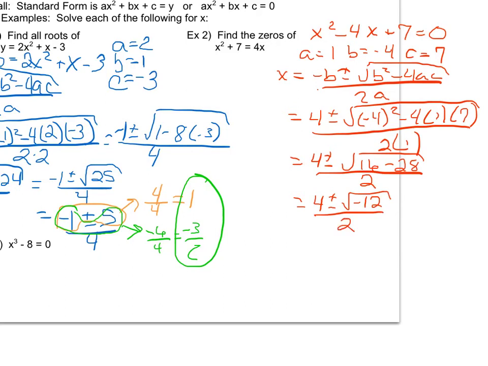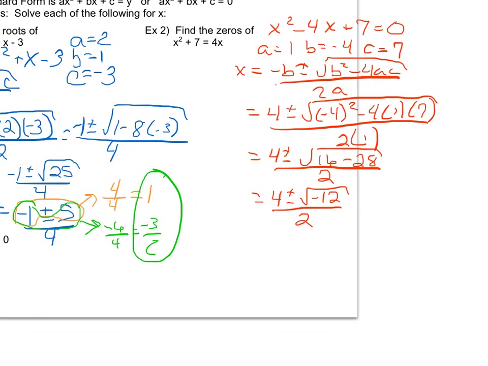As I said before, if we can simplify, we always want to do that. So I know that if I have a negative under a radical, I can take an i out. I also know I should always check for perfect squares with radicals. So I know that that has a perfect square of 4 underneath it. So I'm going to go ahead and rewrite this as 4 plus or minus i times the square root of 4 times the square root of 3.